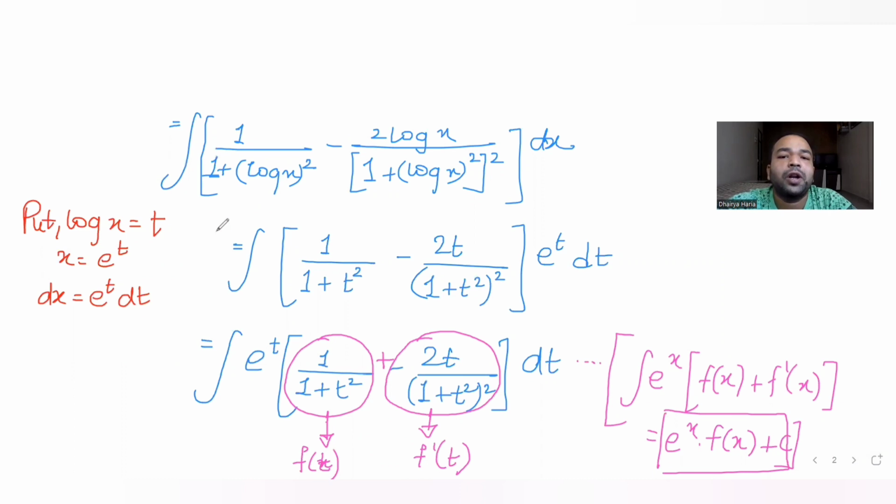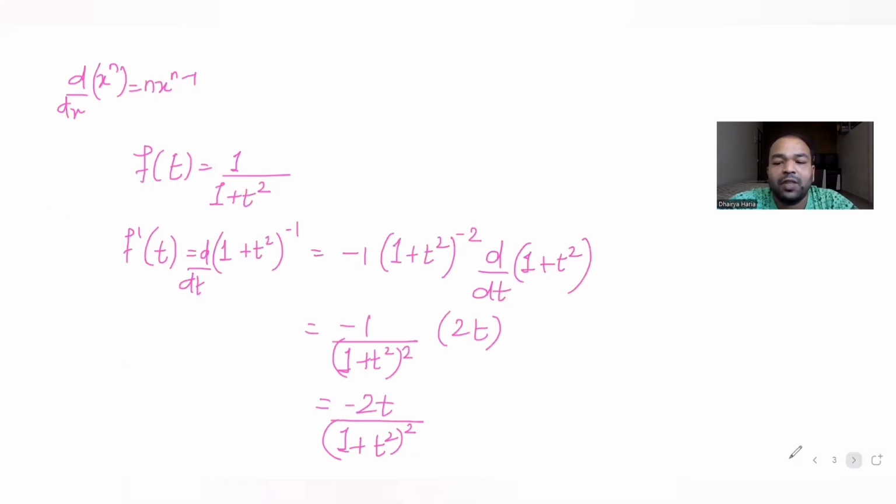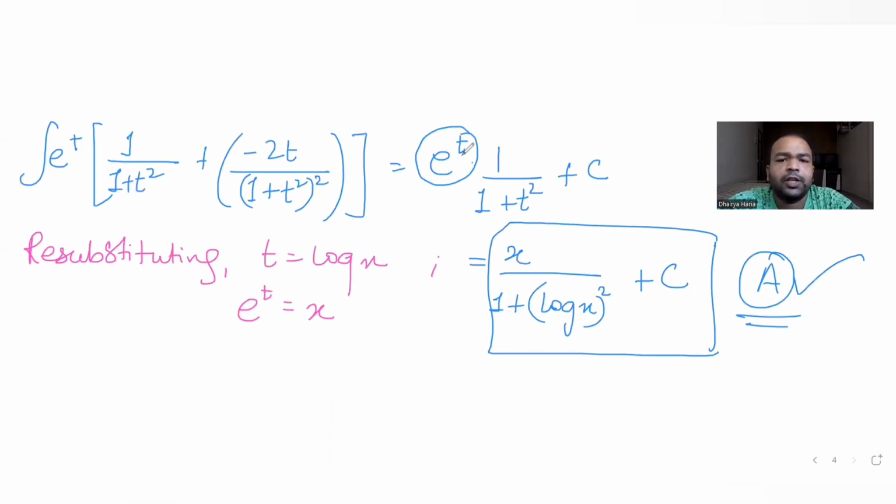Once I substituted log x as t, my entire question turned out to be e raised to x into f of x plus f dash of x. That is nothing but e raised to x into f of x plus c. That gave me the answer as e raised to t upon 1 plus t square plus c. Again, resubstituting t as log x, I get the answer for the question. That is option B. I hope you have understood how to solve this type of questions of integrals.